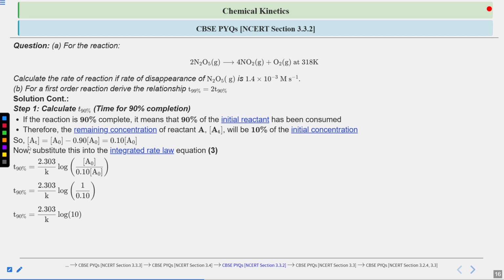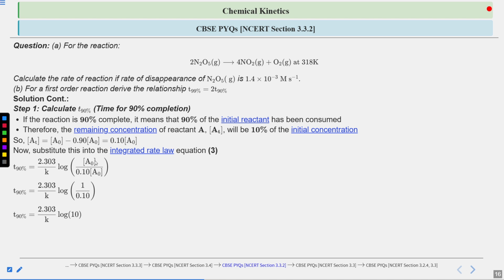Okay, that is equal to the concentration of A at time T. Now when you substitute this value, that is the concentration of A at time T, in the integrated rate law equation, time is going to be equal to 2.303 by K, where K is the rate constant, times log of initial concentration divided by final concentration of reactant.